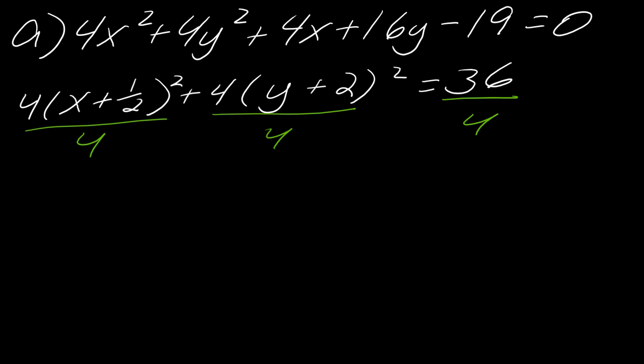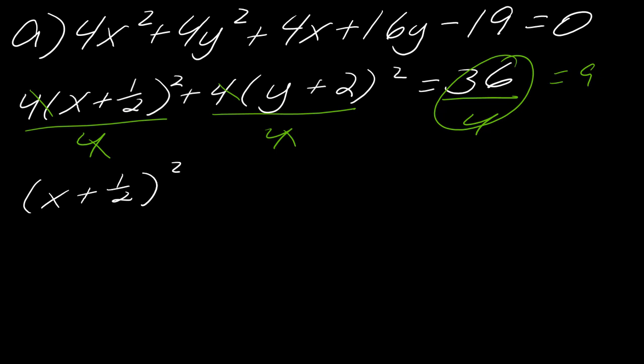Okay, and so now let's just sort this out. So here the 4s drop out, the 4s drop out, and then 36 divided by 4, that just equals 9. So this whole equation now becomes x plus 1/2 squared plus y plus 2 squared equals 9. And so now this I can easily graph.